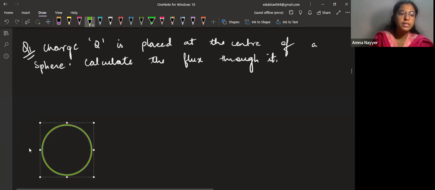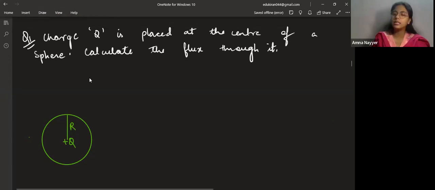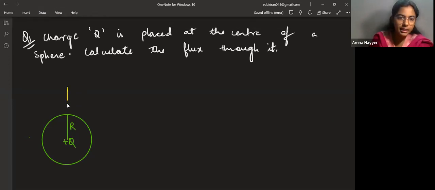And in between this, plus Q is given. And the radius of this sphere is r. Fine? Till here, this is what is needed. Now see, the electric field is going, this is the figure that is given to you. Fine? And this is the figure that you have to draw.